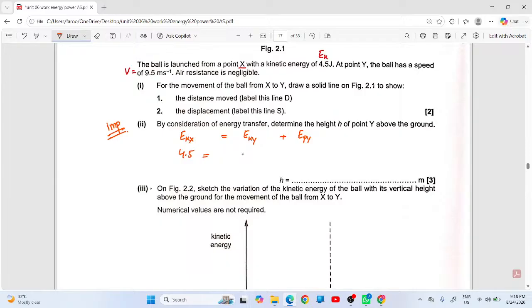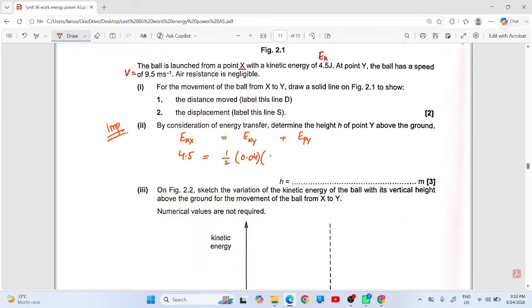Now kinetic energy at y is half m v squared, where m is the mass, 0.04, and the velocity is 9.5, squared. Plus potential energy at y: m is 0.04, g is 9.81, height is unknown. Now find it. This is important.